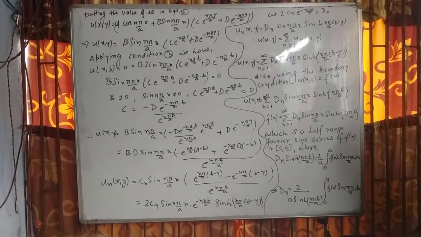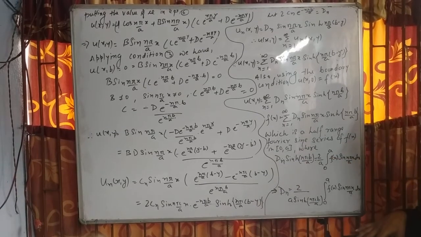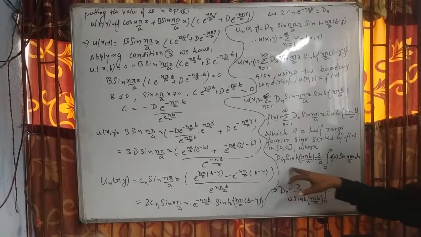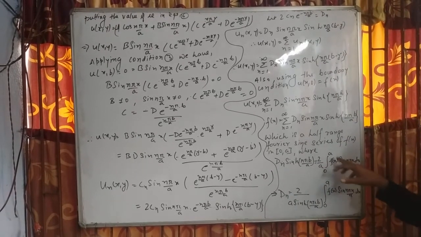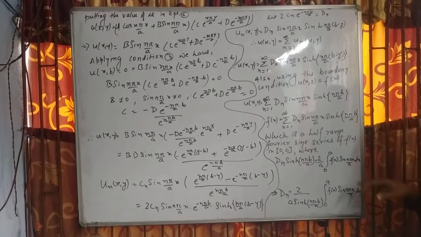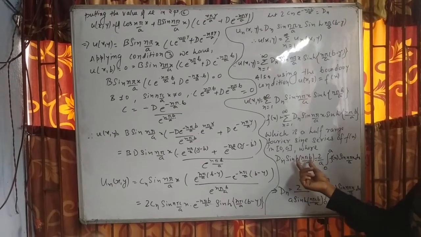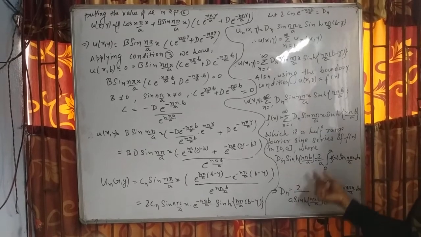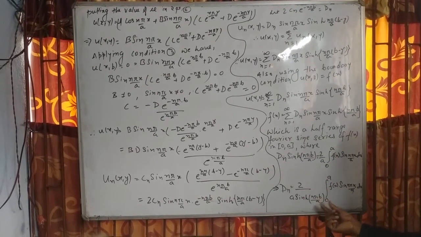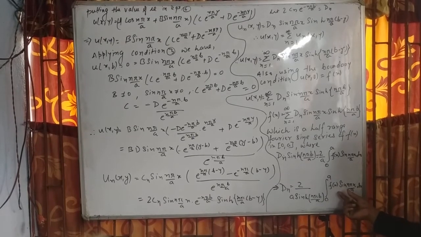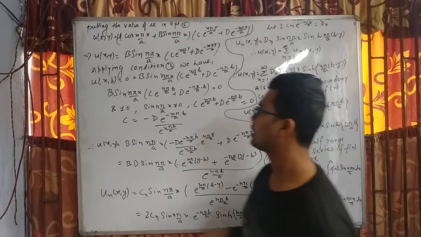Now this is a half range Fourier sine series of f(x) in the interval 0 to a, where d_n sinh(nπ/a b) is equal to 2/a integral 0 to a f(x) sin(nπ/a x) dx, and d_n can be simply obtained by equating this. So sinh comes to this side, and we get 2/(a sinh(nπ b/a)) integration 0 to a f(x) sin(nπ/a x) dx. So this was our solution to the problem.